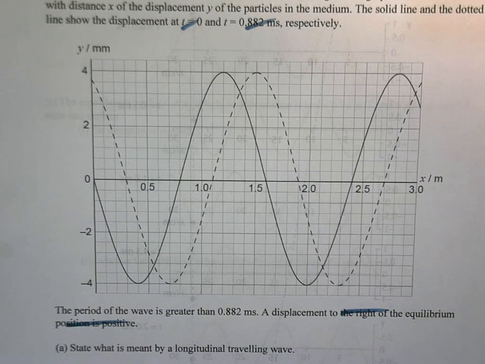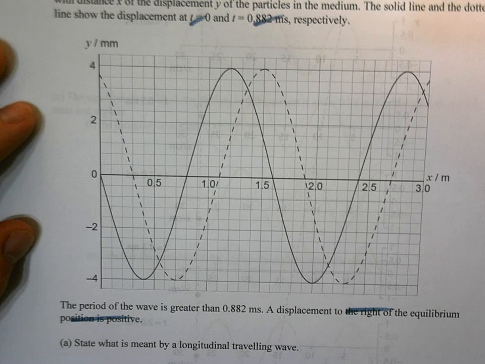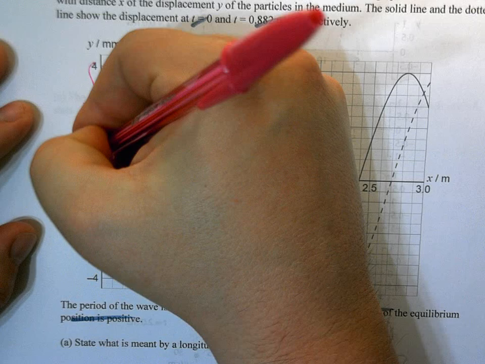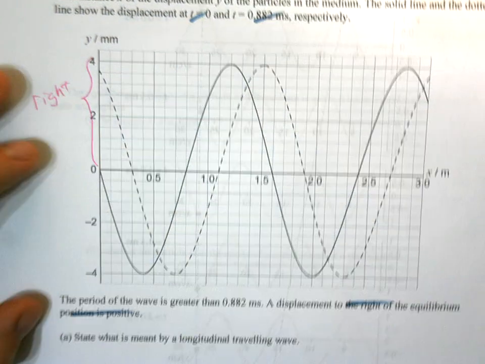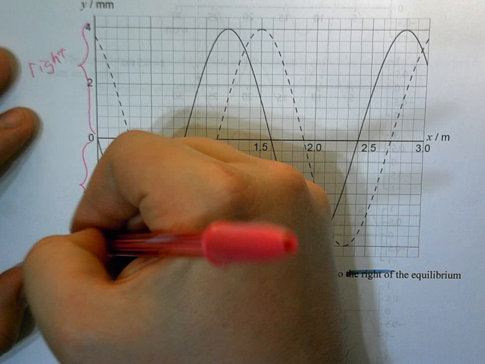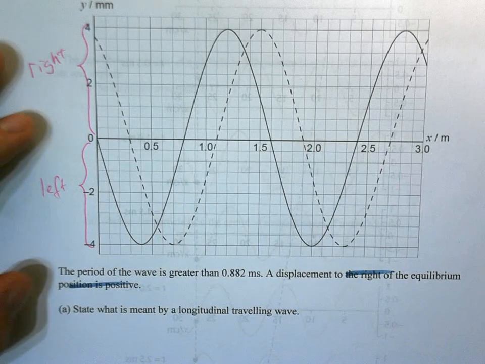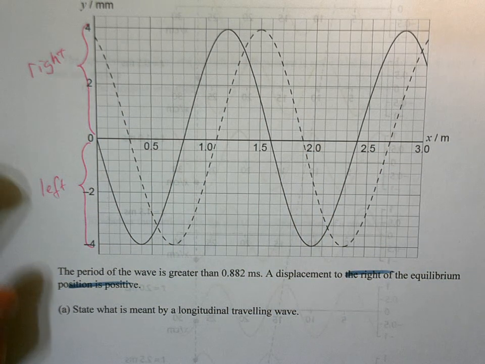All right, let's dissect that last sentence. A displacement to the right of equilibrium is positive. What that means on our graph is that anything above the equilibrium axis, we're going to treat as going right. Anything below, we're going to treat as going to the left. We're going to need that information later.